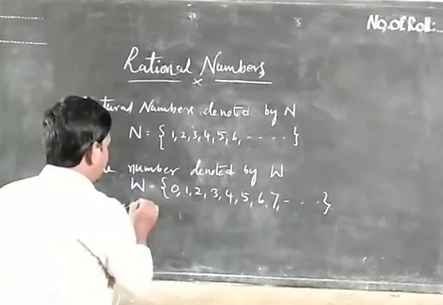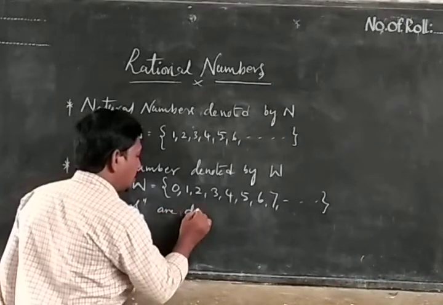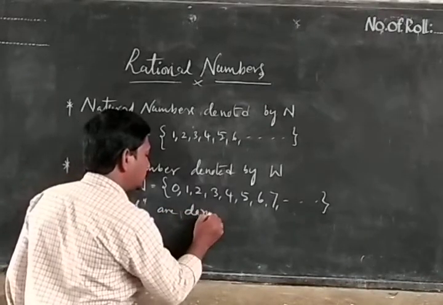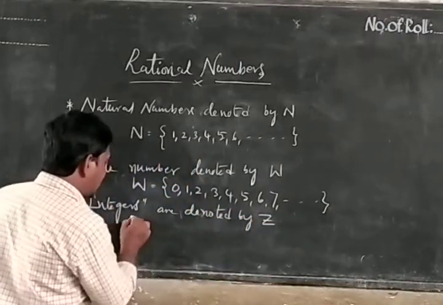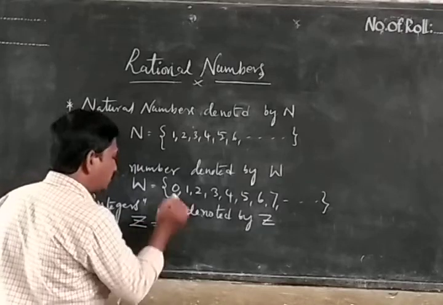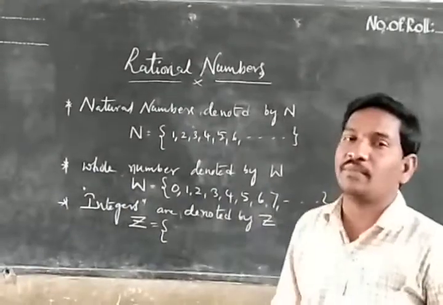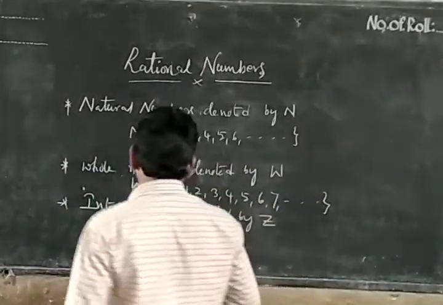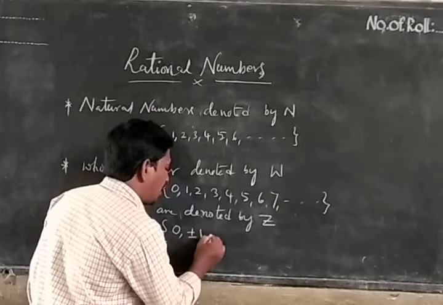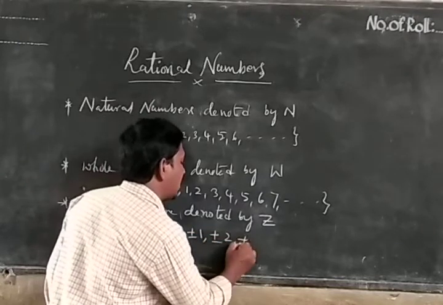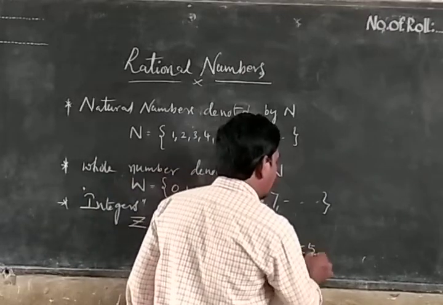So integers are denoted by Z. So Z equal to the set of, okay, in integers you can see positive numbers and negative numbers are included, including 0. So 0, comma, plus or minus 1, comma, plus or minus 2, comma, plus or minus 3, plus or minus 4, and plus or minus 5, and so on.